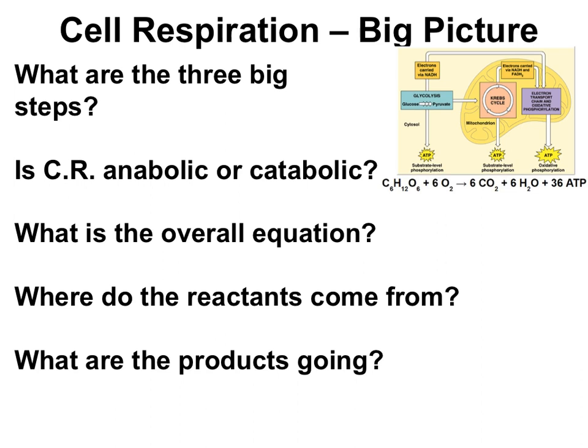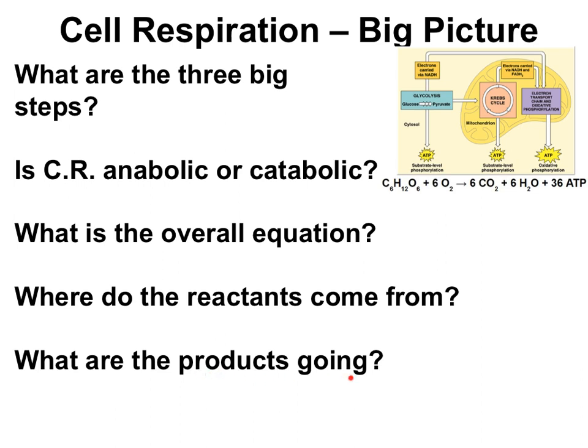Now, these other questions that are on here, where do the reactants come from? Glucose comes from food, and oxygen comes from the environment. Oxygen can get up inside of the cells by breathing or by simple diffusion.